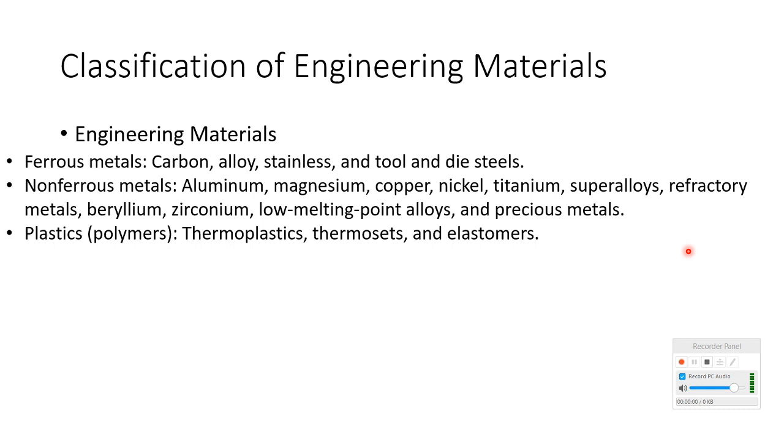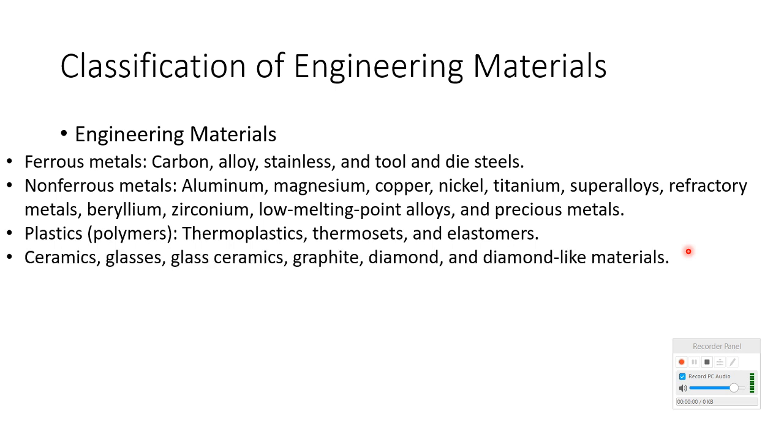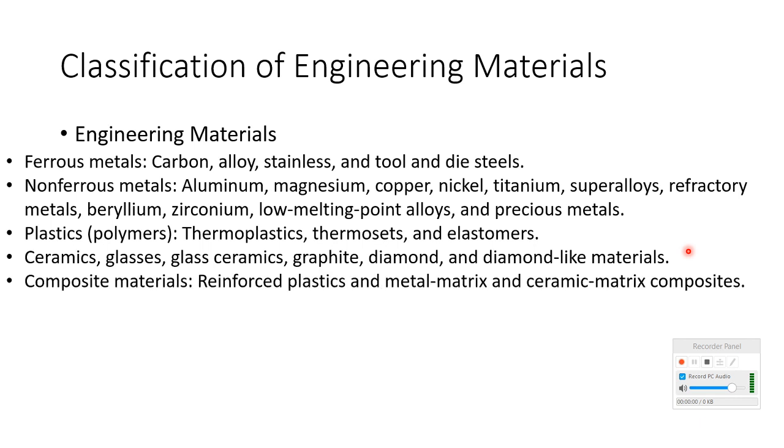The plastics: we have thermoplastics, thermosets, and elastomers, and each of these has its own manufacturing process, but usually it is at a lower temperature that we can use. Then ceramics, glass ceramics, graphite, diamond or diamond-like material. The composites: reinforced plastic, metal matrix or ceramic matrix composites. Then we have nanomaterials. When the material is downsized into a nanoscale, the properties of the material are going to be different.